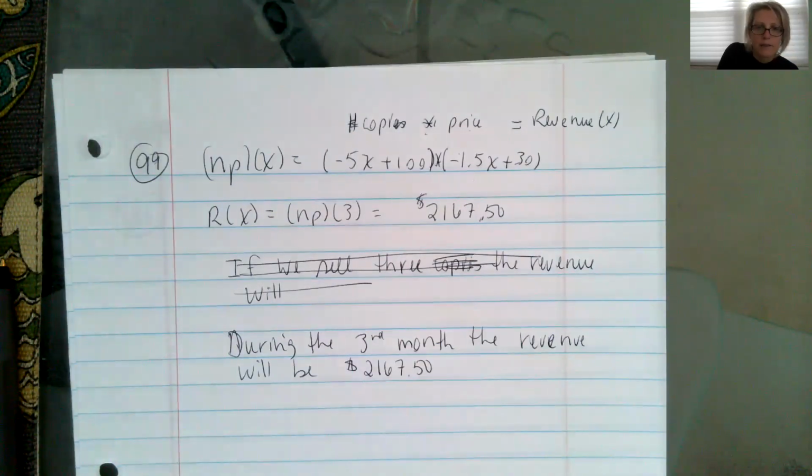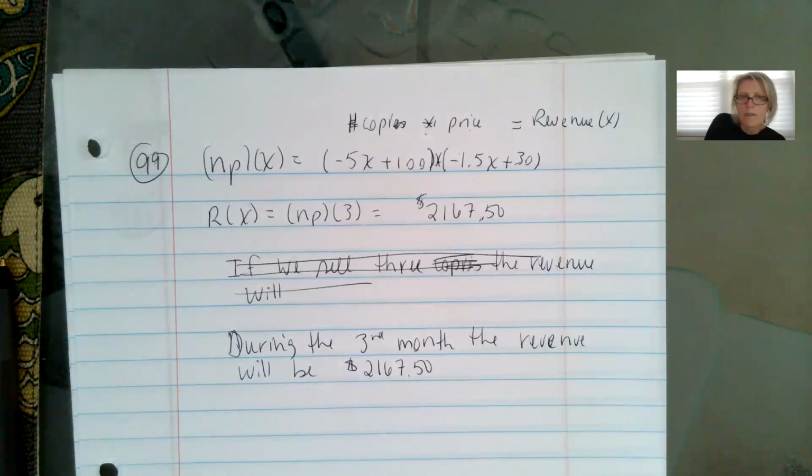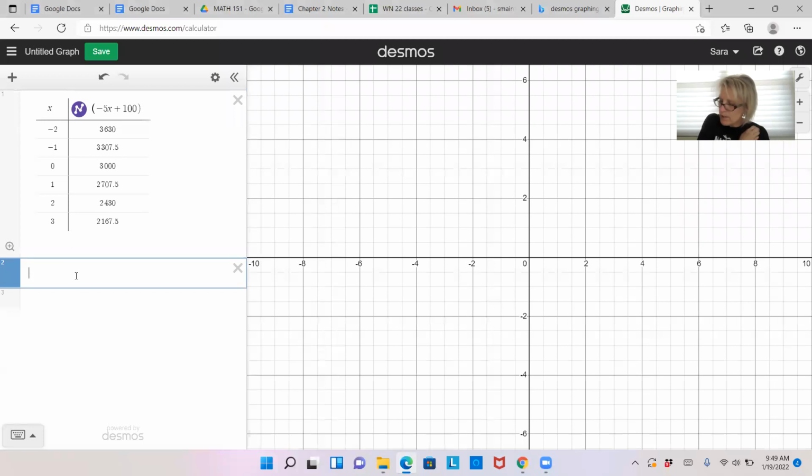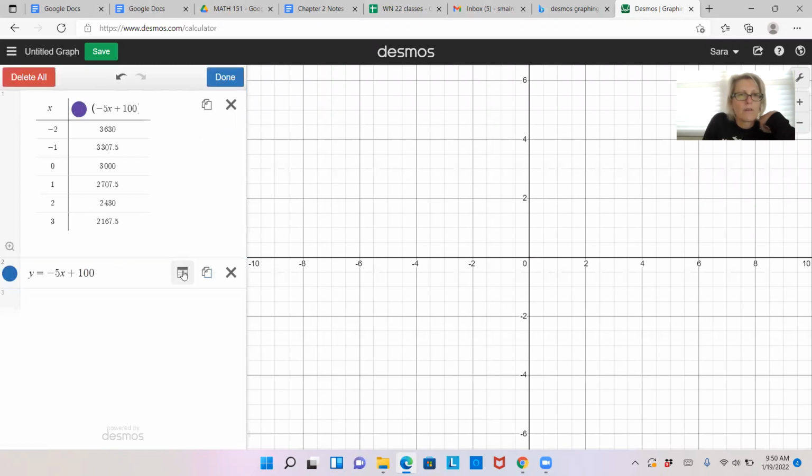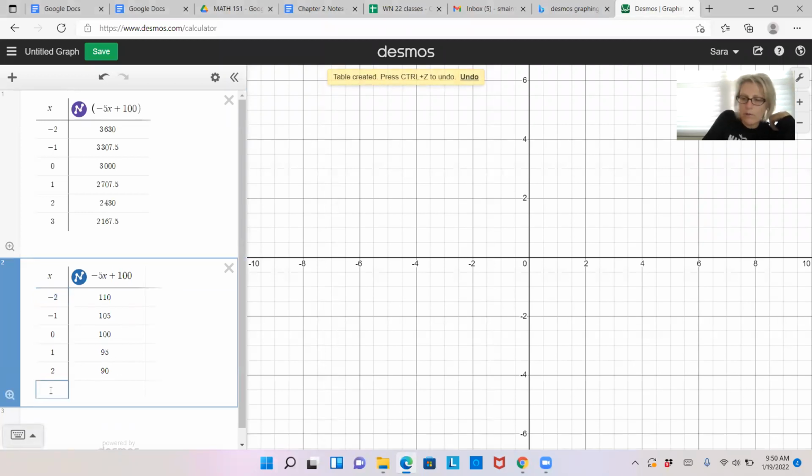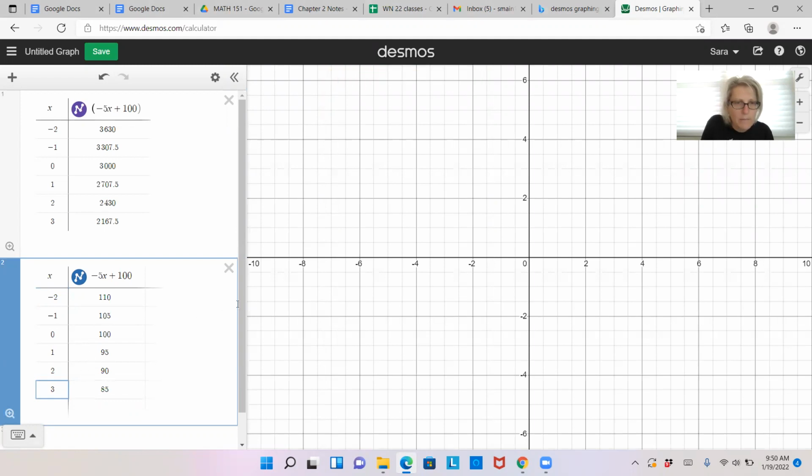Okay, so let's go back to decimals for a minute so we can look at these individually to make sure we're understanding what we're doing. The first function is the number of copies sold. So the first function, y equals a negative 5x plus 100. If we find the table, if we put 3 in here, it says in the third month, we're going to sell 85 copies.